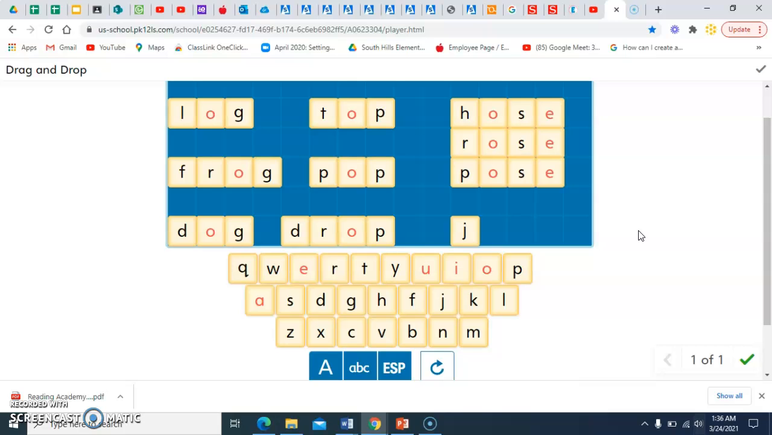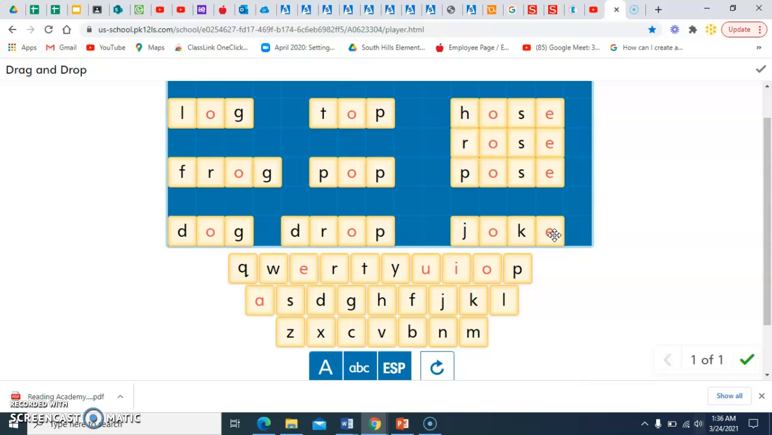J, o, k. So we have O. And then joke. Sounds like C, but this one is K. And since it's an O sound, we have to remember, oh, we need the letter E. So then you put the letter E here at the end.